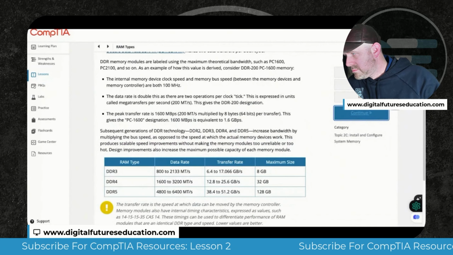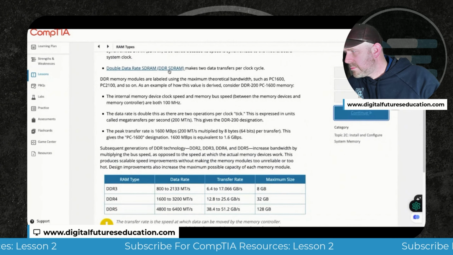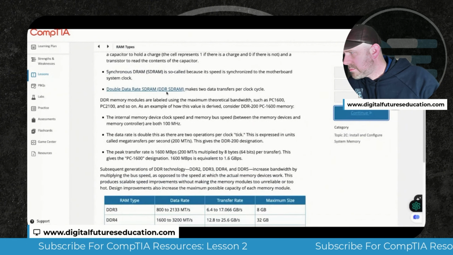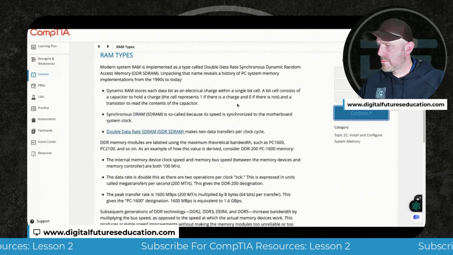So just quickly here on this page, if you want a video, we do have double data rate, which makes 2 data cycles. So there's dynamic RAM, storing electrical charge within a single cell.